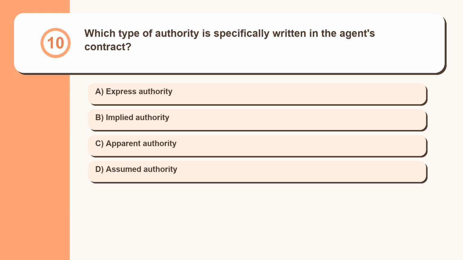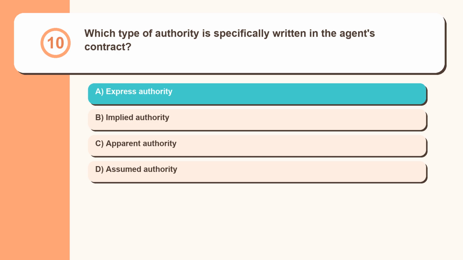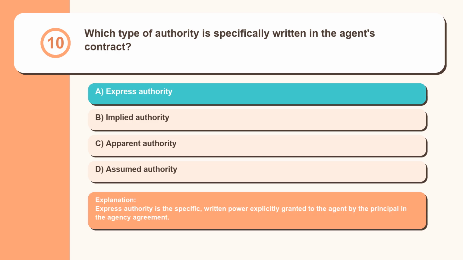Question 10. Which type of authority is specifically written in the agent's contract? Express authority, implied authority, apparent authority, assumed authority. Express authority is the specific, written power explicitly granted to the agent by the principal in the agency agreement.